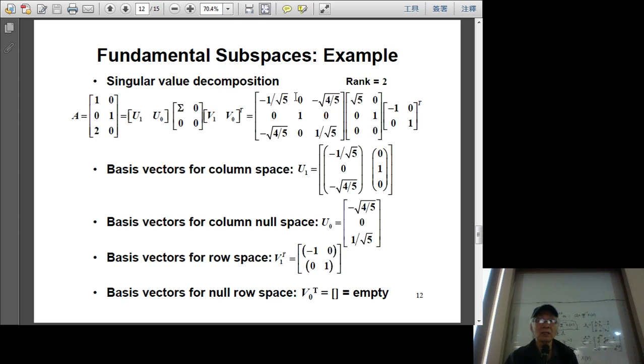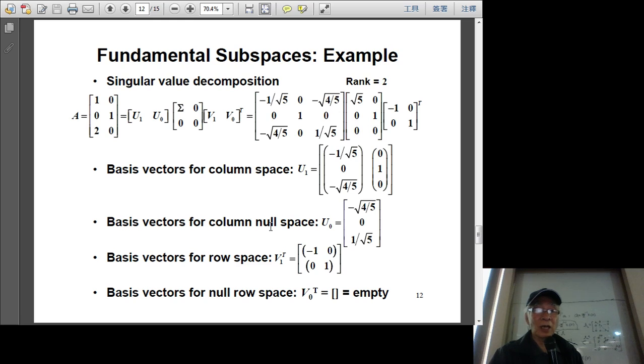Now, the property of this U1 is that the first column is orthogonal to the second column, and also their length equals 1. For example, take 1 over square root of 5, 0, and square root of 4 over 5. Squaring 1 over square root of 5 gives 1 over 5, and squaring the square root of 4 over 5 gives 4 over 5. Added together, that is 5 over 5, which equals 1. The length equals 1. So the basis vectors created by SVD, by singular value decomposition, always have length equal to 1 for each column.